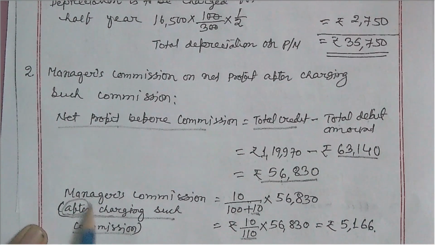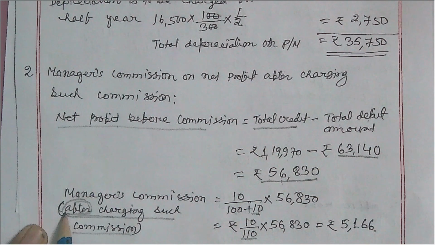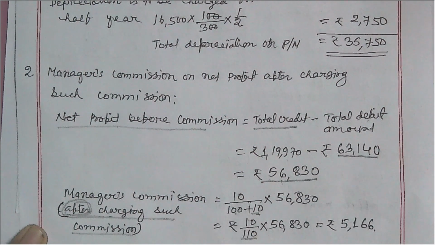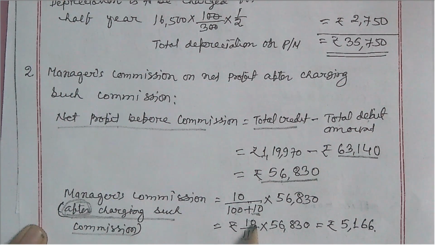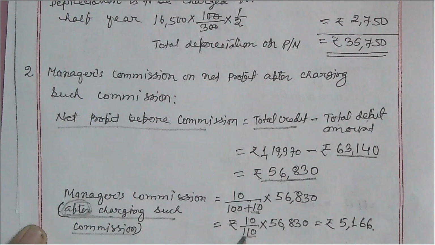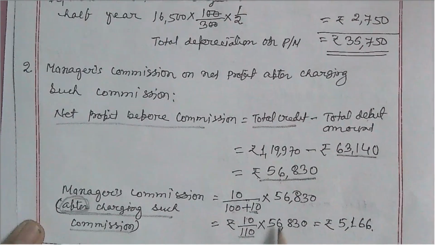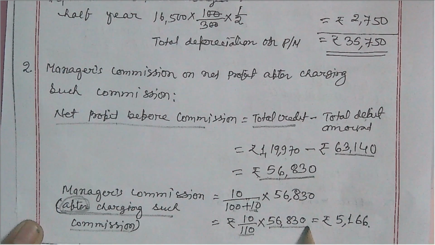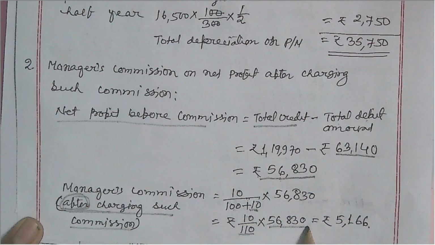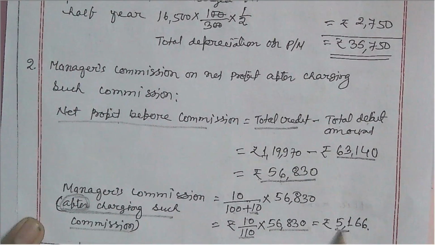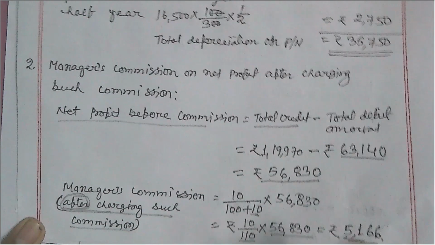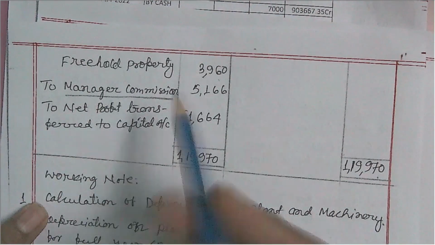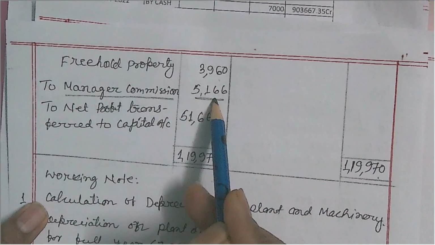We use this 10 by 110 whenever the question says "after." Sometimes you get "before." If it is before, then simply 10 by 100. If it is mentioned after, then you have to write 10 divided by 100 plus 10. Applied to 56,830, your net profit before charging commission, the commission amount is 5,166.